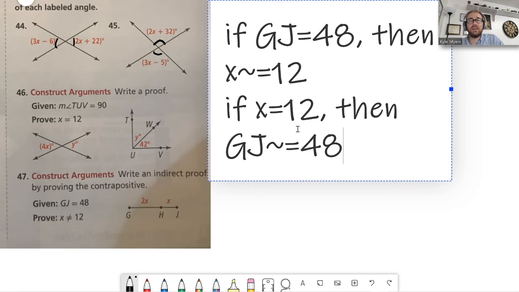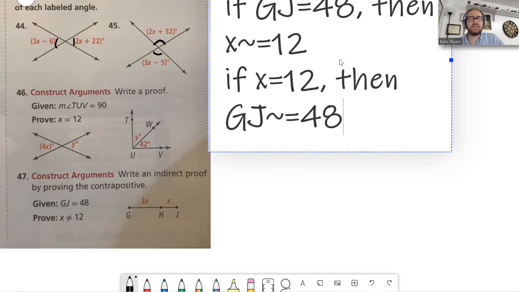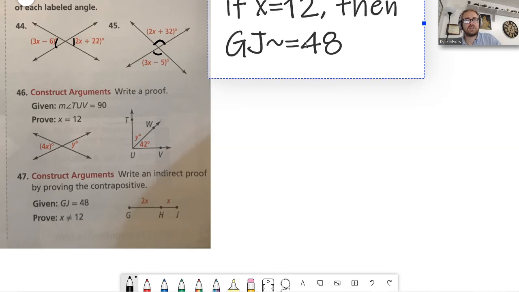Now, our given is that x is 12. Right? So notice I flipped it and negated it. So now my first thing, x equals 12, that's the new given. And then what we're trying to prove is that Jg is not equal to 48. Okay? And the reason why we can do this is because the contrapositive actually has the same truth value that a conditional statement has. It's this nifty little thing you can do. So I'm going to get rid of the original conditional, and we're just going to roll with this guy.